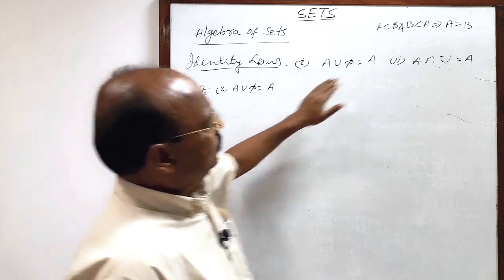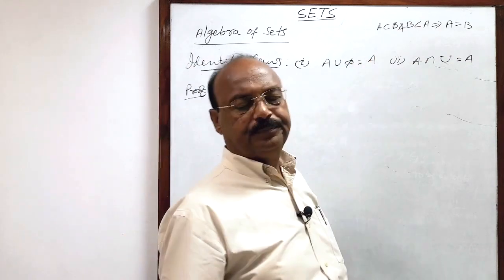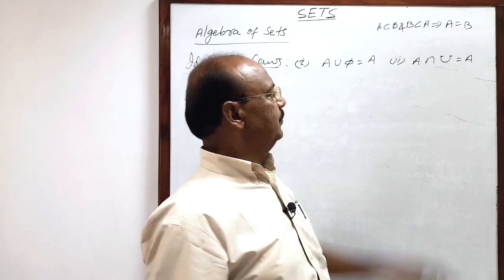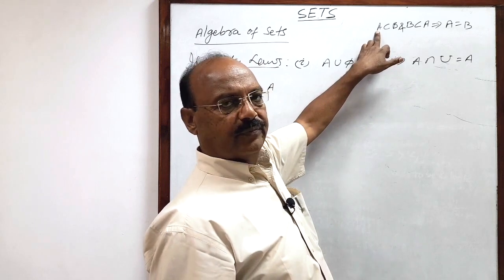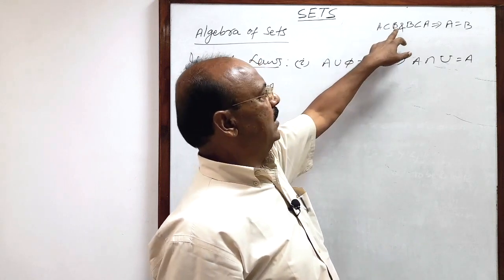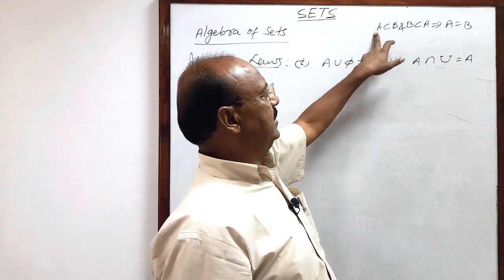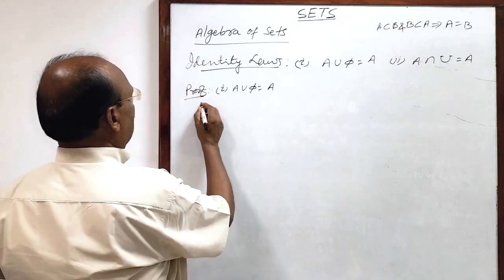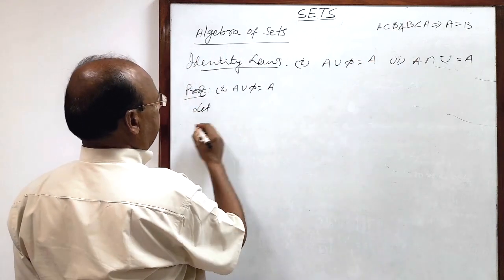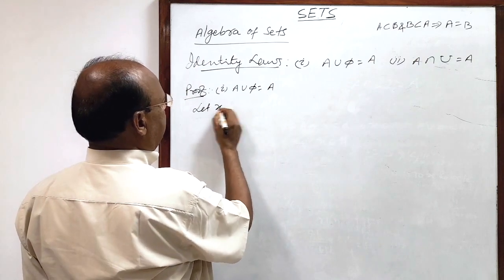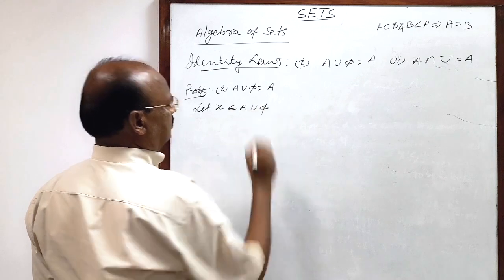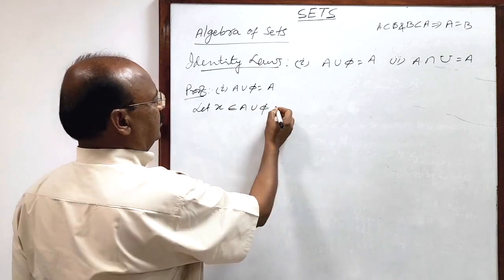And how we can show that A is a subset of B? If you take any arbitrary element, say X belonging to set A, is also belonging to another set B, it means set A is a subset of set B. So let us start here with the help of this assumption that let any element X belonging to A union phi. Okay, and what does it show?